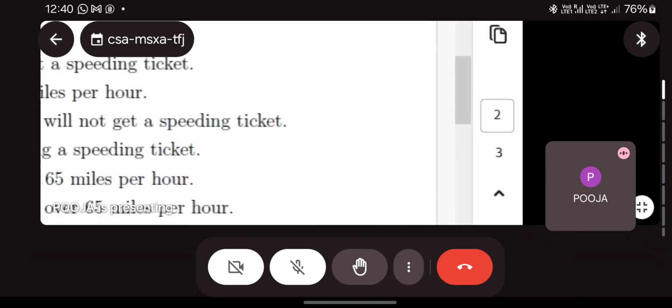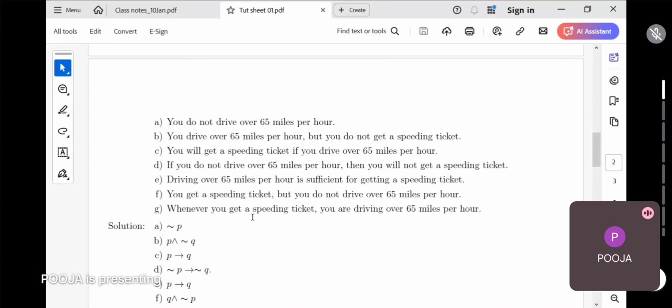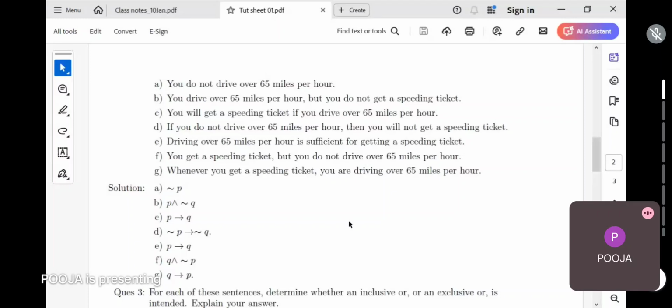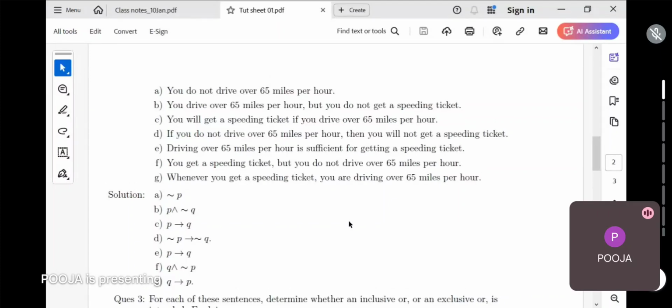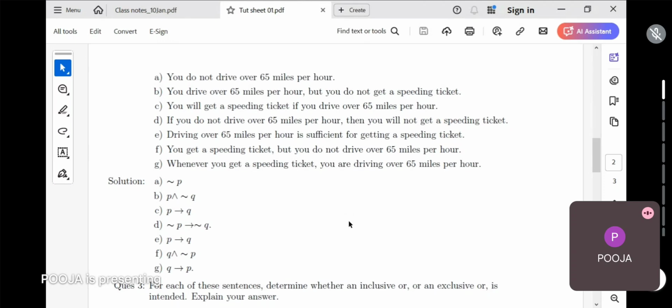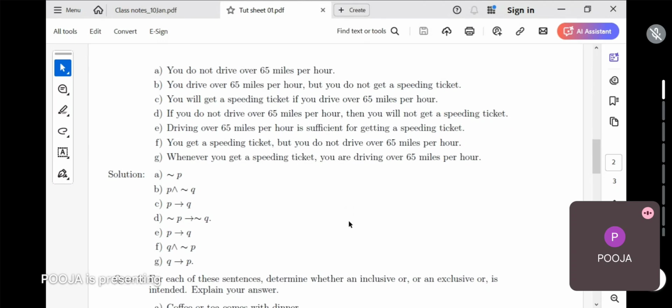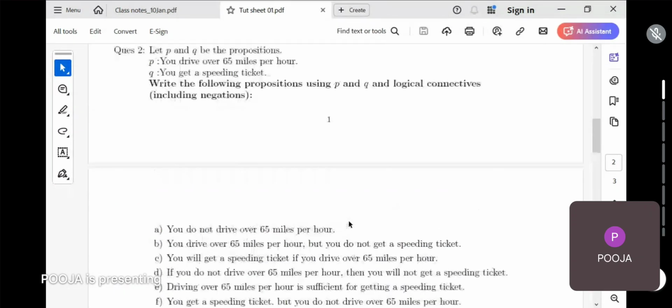क्यू वेनेवर पी. तो वेनेवर के बाद जो है वो डेफिनेटली पी है, और जो कोमा के बाद लिखा गया है दैट इज क्यू. यू आर ड्राइविंग ओवर 65 miles per hour implies you will get a speeding ticket. So this means Q implies P. So the last part is Q implies P.